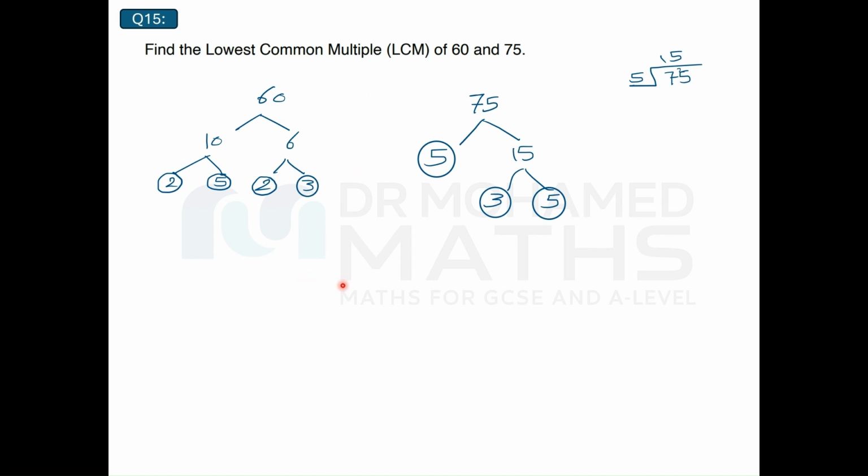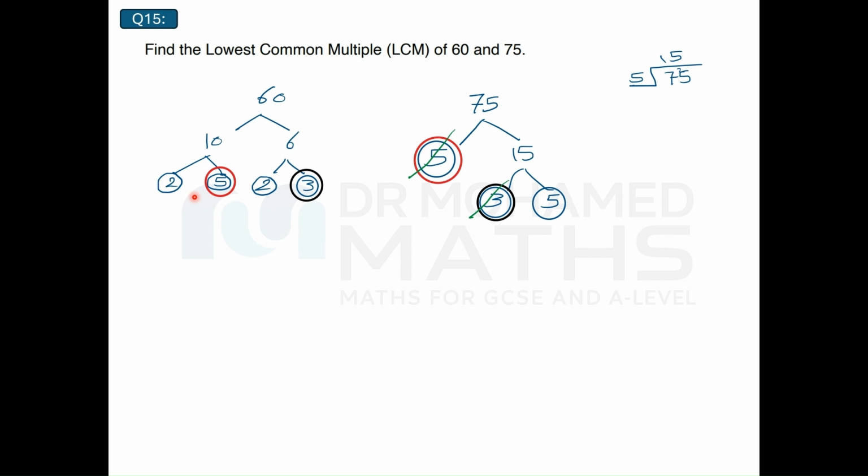How to do this one? Again, you try to find common numbers here. From 60 there's 5, and from 75 there's 5. So we need to cancel one of them. So I cancel 5 here. And is there any common number between both trees? Yes, there is 3 here and 3 there. So cancel one of the 3s. I cancel this one because it's common.